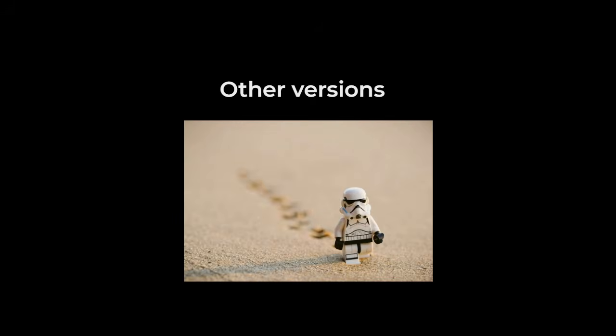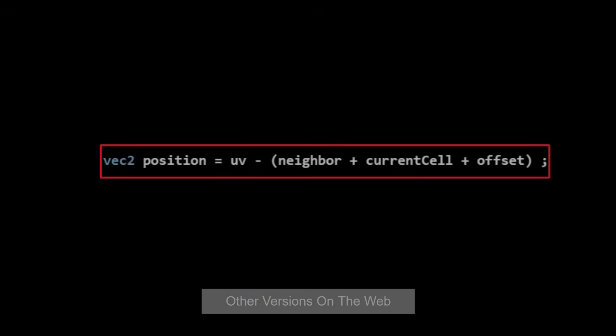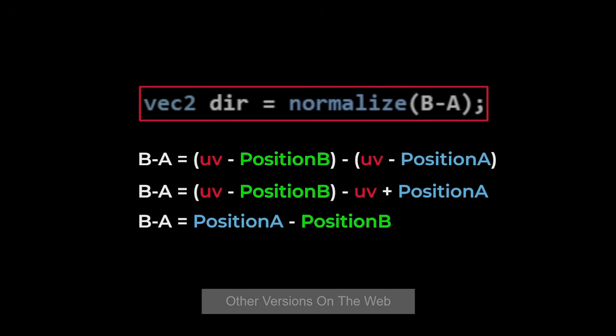Before we get on to the art, I just thought I'd mention, you will find other versions out there that to me seemed a bit harder to understand. For example, a lot of them use UV minus position or position minus UV for their point A and point B's. Algebraically though, the result is still the same. For example, with B minus A, if we substitute that with our UV position, we get this. The UVs just cancel out and the A and B even swap sign, so it's exactly what we have.